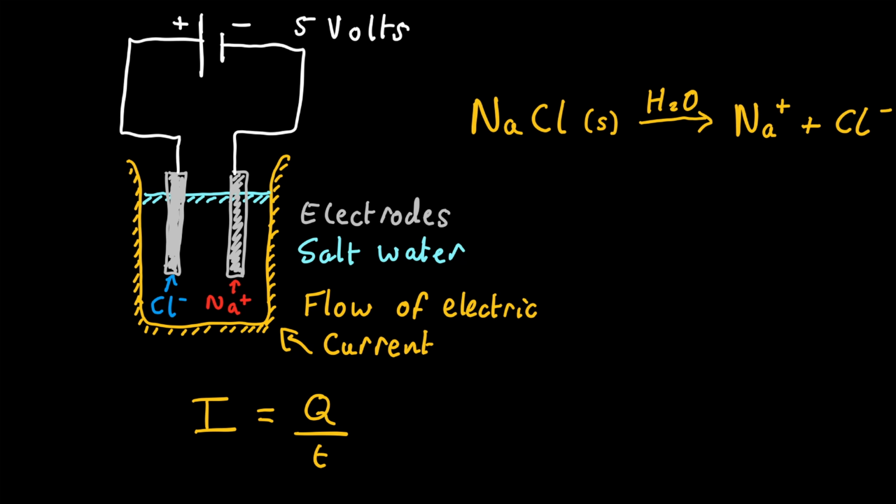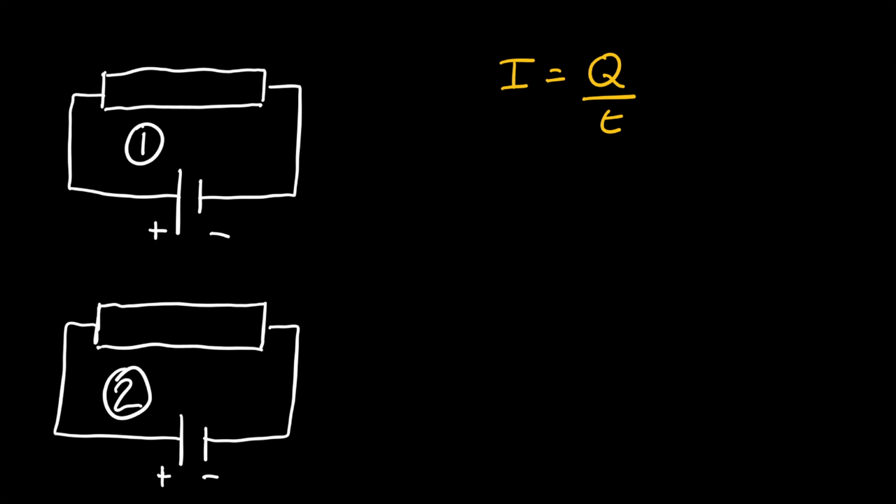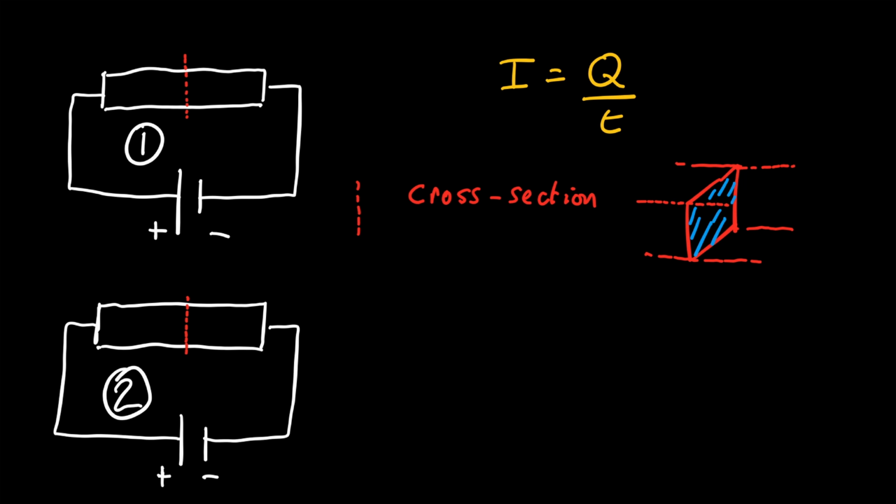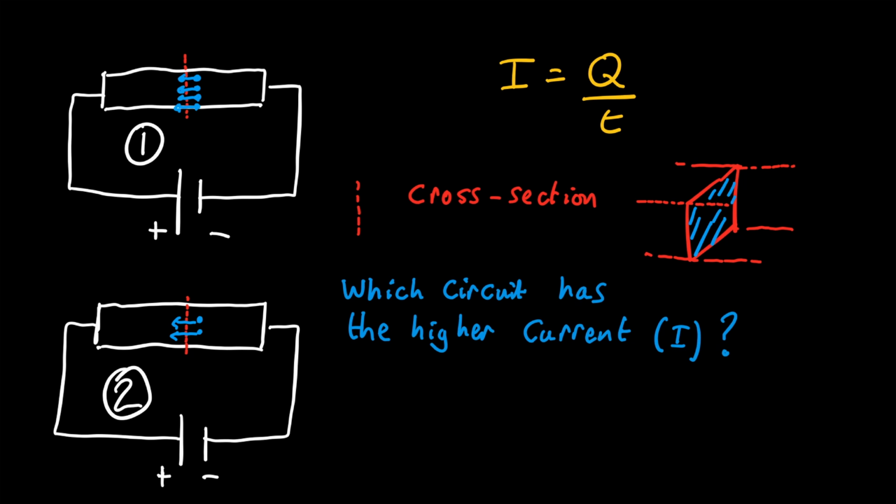So let me ask you a question. If we go back to our circuit with the metal rod, if we now have 2 circuits with the same metal rod, so the same metal and the same dimensions, but the only difference between both circuits is the voltage in the battery. And I also tell you that there's twice the amount of electrons passing through cross-section 1 than cross-section 2 over a 1 second time interval. What could you tell me about the difference in the current between both these circuits?